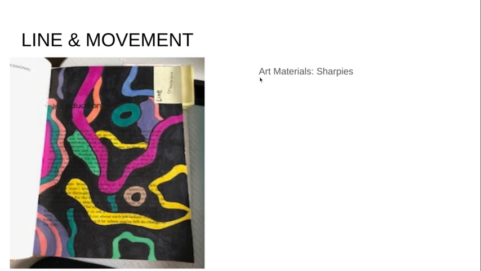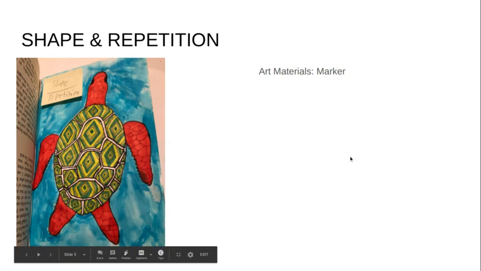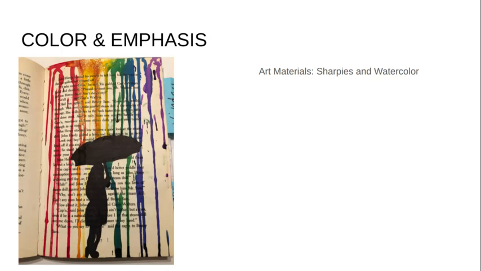So you can see I also have the art materials listed here: Sharpie, shape and repetition, art materials, marker. Now, if you want to go above and beyond and describe the piece of artwork to me, describe how you were able to make it, what you like about it, I love to have that communication back and forth with you guys, but I don't expect it.